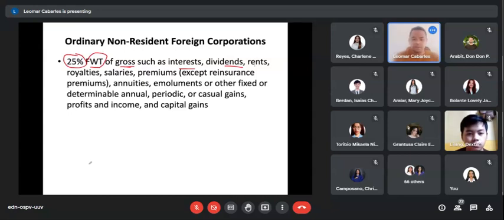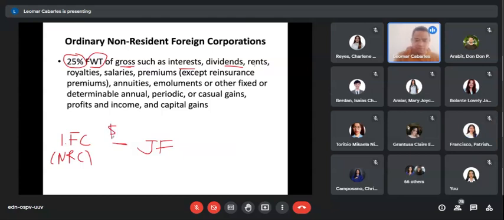Let's say for example, Jollibee took out a loan from an international finance corporation, which is a non-resident foreign corporation. Let's say Jollibee borrowed $1 billion. Of course there is interest to be paid. Let's say the interest payable for a certain period of time is $1 million.